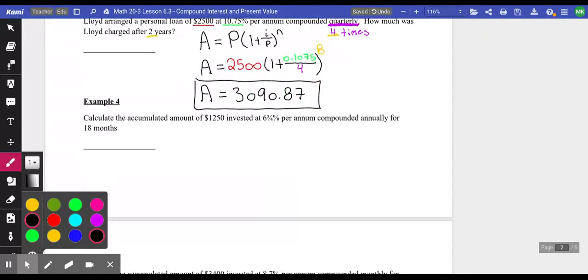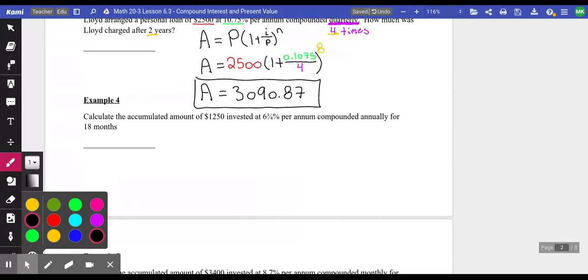Awesome. Number 4. Calculate the accumulated amount of $1,250 invested at 6 and 3 quarters. To change that into a decimal so we can actually work with it, put 3 over 4 in your calculator, and it will tell you it's 0.75. So that means this actual amount is 6.75. Yeah, that's what this 3 over 4 means. It means 0.75. Per annum, compounded annually for 18 months.